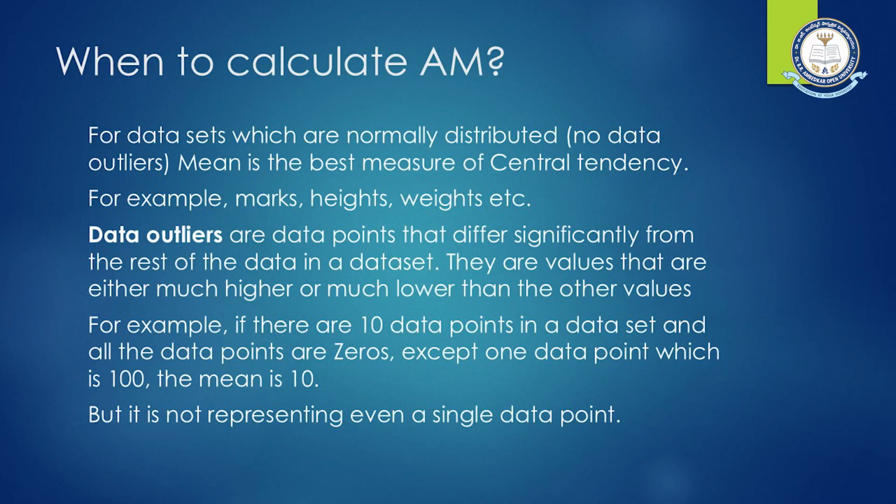We will learn about the normal distribution and its characteristics when we discuss the various distributions. For example, variables such as marks, height and weights are normally distributed, because there will not be much difference between one value and the other value. There will not be any data outliers. Data outliers means the data points which differ significantly from the rest of the data points in the data set.